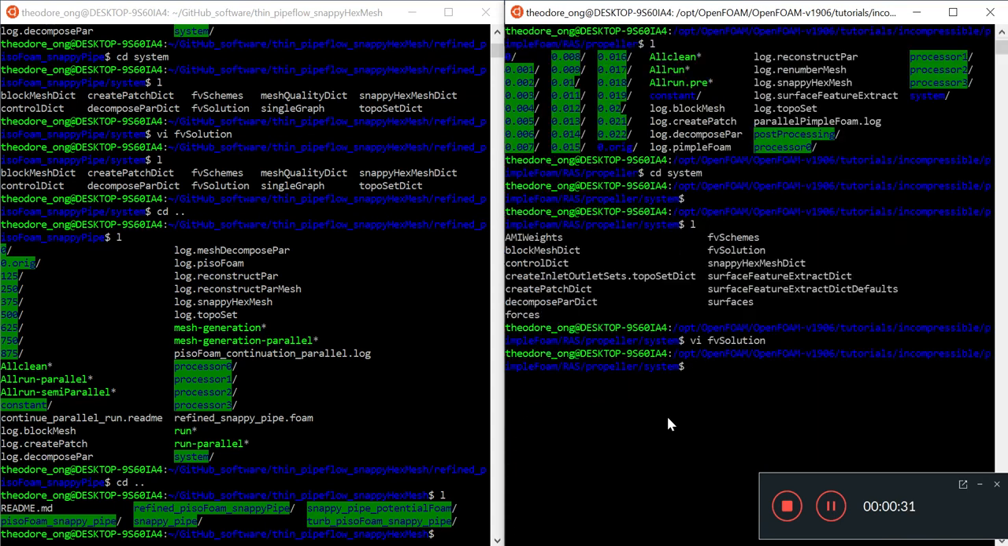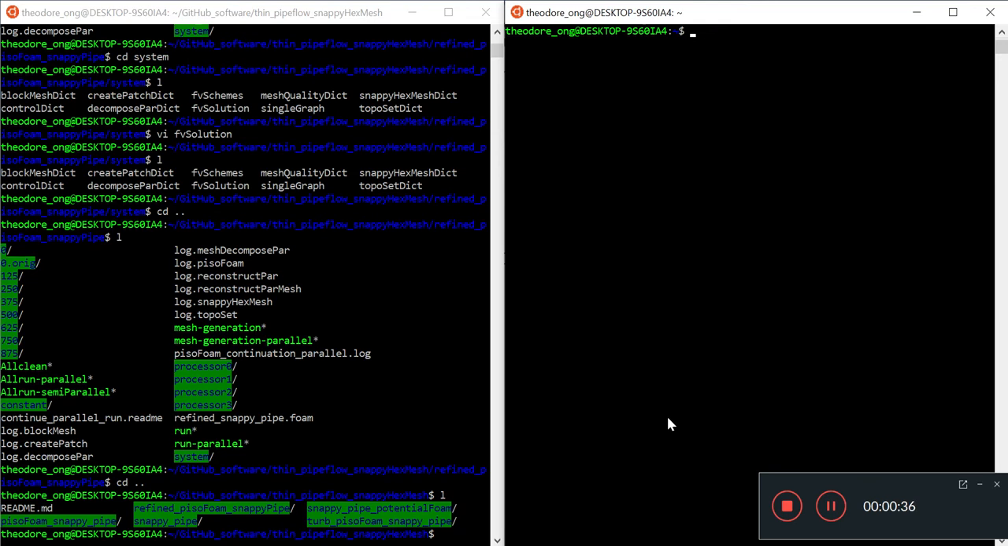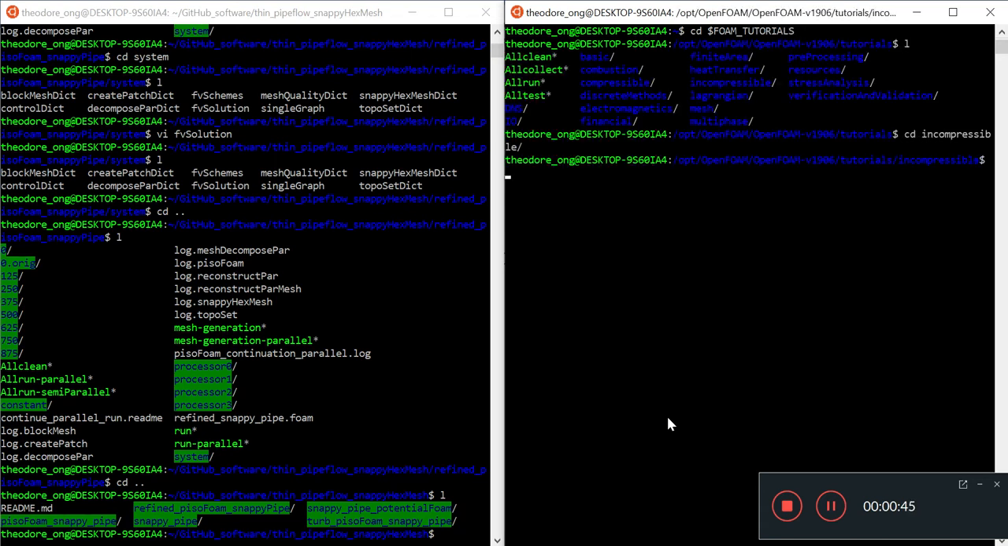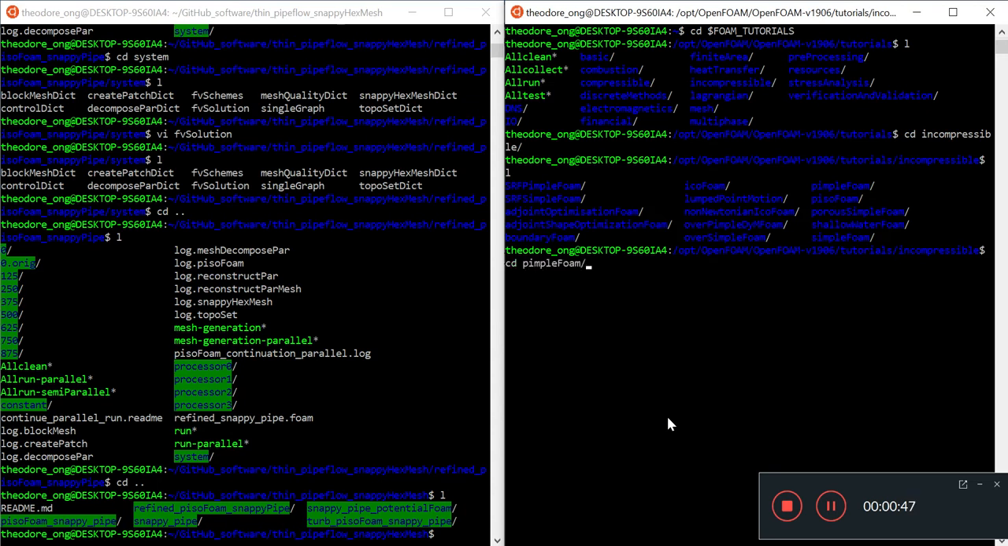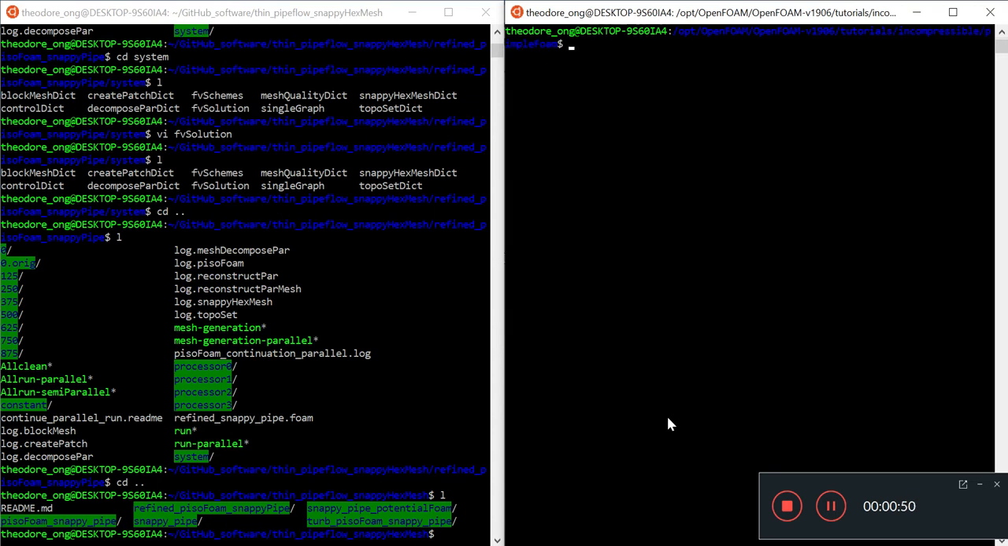Alright, so I was navigating there just now, so let me clear this up. cd $FOAM_TUTORIALS, and go to incompressible and go to pimpleFoam. It's very important to understand what this pimpleFoam does, because that's the solver you will find in the OpenFOAM heat transfer solvers, especially for convection. They use this PIMPLE algorithm.